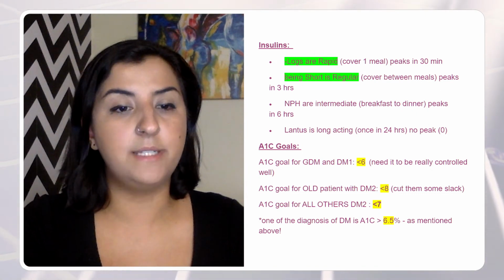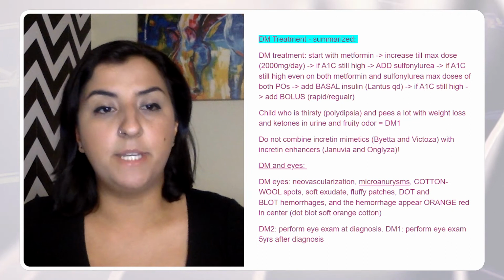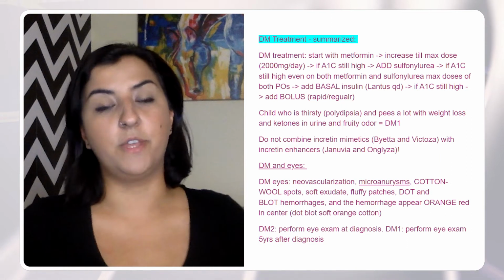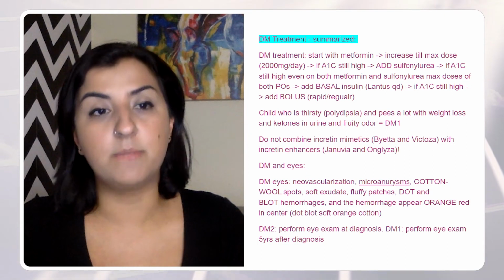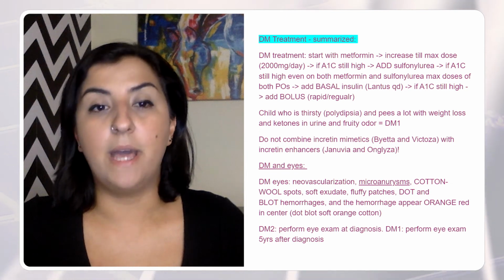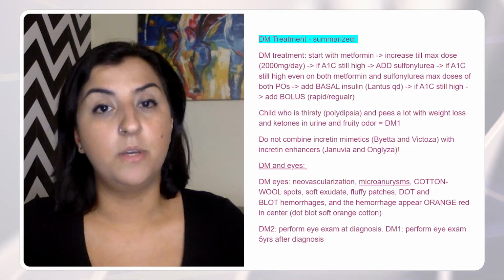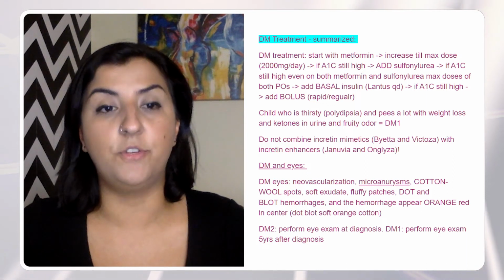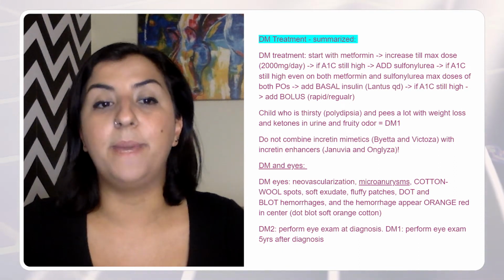And then I did a little summary here of the treatment for diabetes. So diabetic treatment, you start with metformin. Okay, this is really how the order of things work. So you start with metformin. You increase until the maximum dose. What is the maximum dose? It's 2,000 milligram per day. If A1C is still high, you add a sulfo, okay, which is your glipizide or glimepiride. Not both, pick one. If the A1C is still high, or even still high on both metformin and the sulfo, max doses, both POs, then you add a basal insulin, okay?